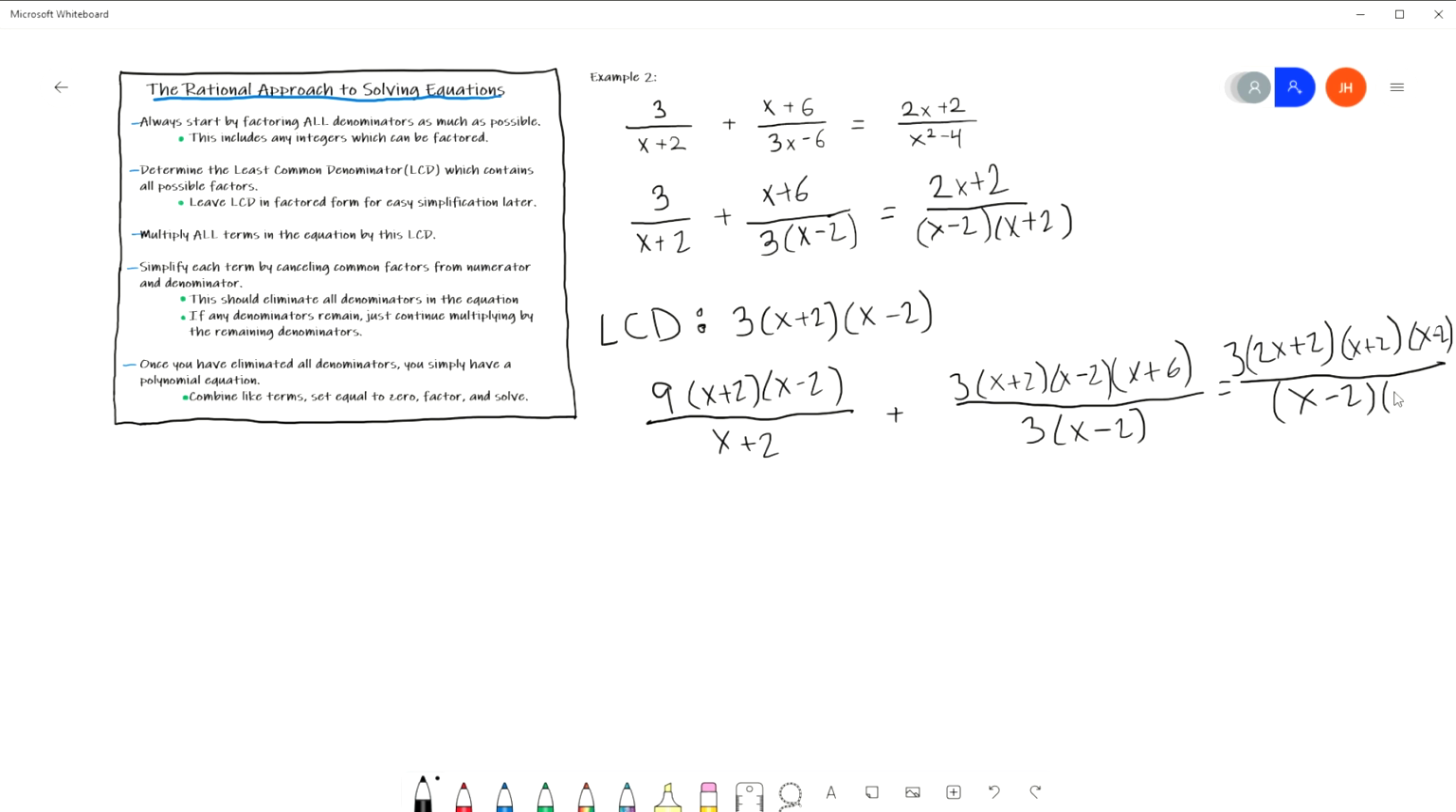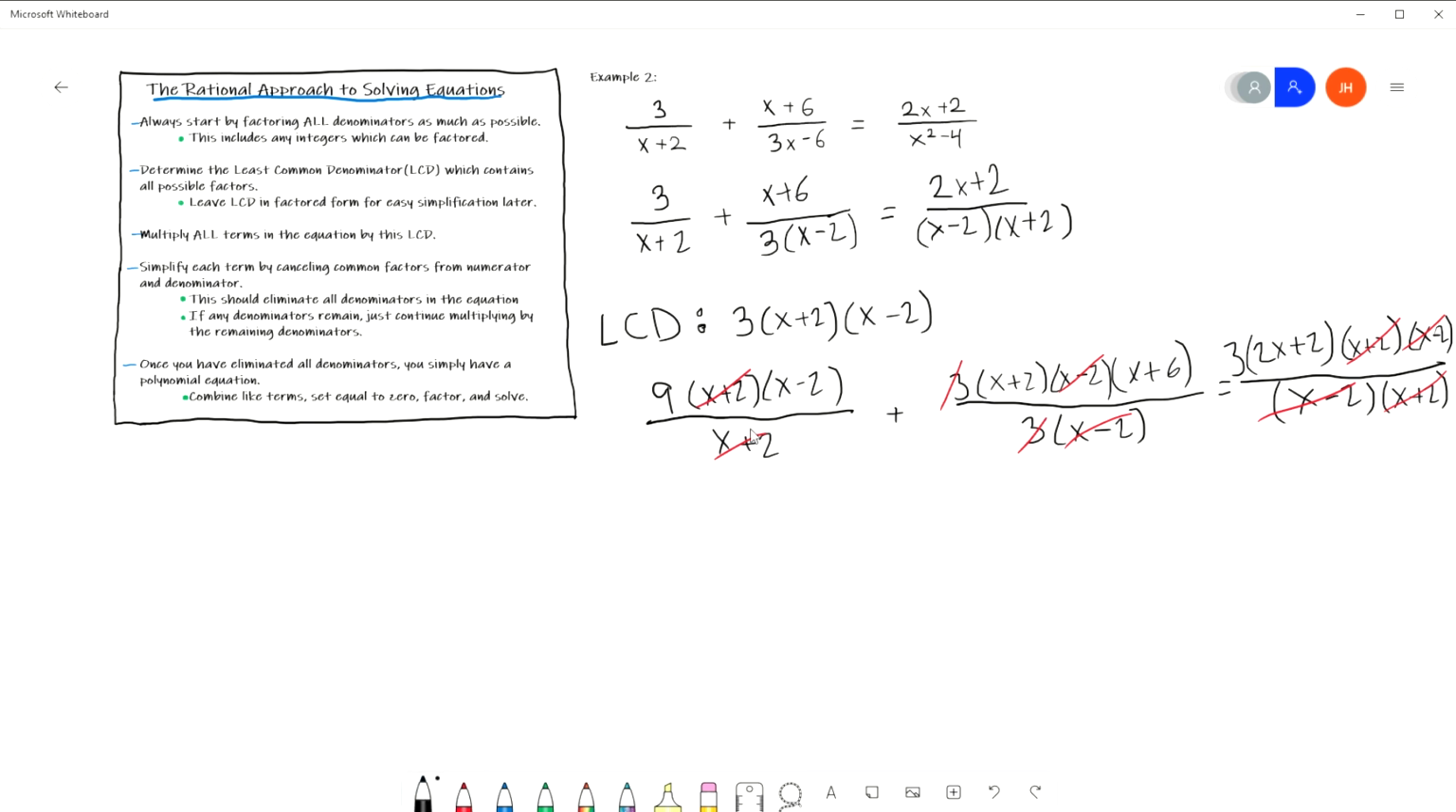It is kind of fun to write it out in the long form, though, because you get to see everything cancel out, which is cool. So here we see x plus 2's cancel. Here we see 3's cancel and x minus 2. Here we see x minus 2 cancels x minus 2, and x plus 2 cancels x plus 2. So remember, guys, what we've done here is we factored the denominators, found the least common denominator, right, the thing that contains all of them, multiplied by it, and simplified.